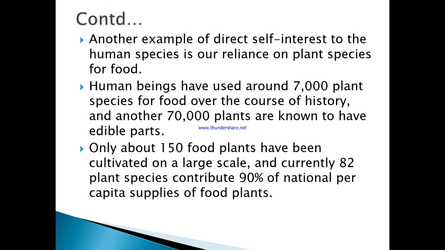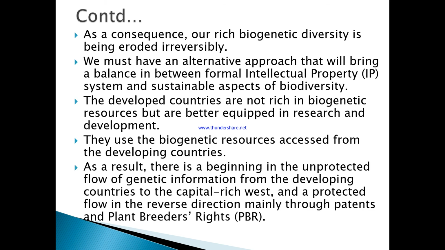Another example of direct self-interest to the human species is our reliance on plants and species for food. Human beings have used around 7,000 plant species for food over the course of history, and another 70,000 plants are known to have edible parts. Only about 150 food plants have been cultivated on a large scale, and currently 82 plant species contribute 90% of the national per capita supplies of food plants. As a consequence, our rich biogenetic diversity is being eroded irreversibly.